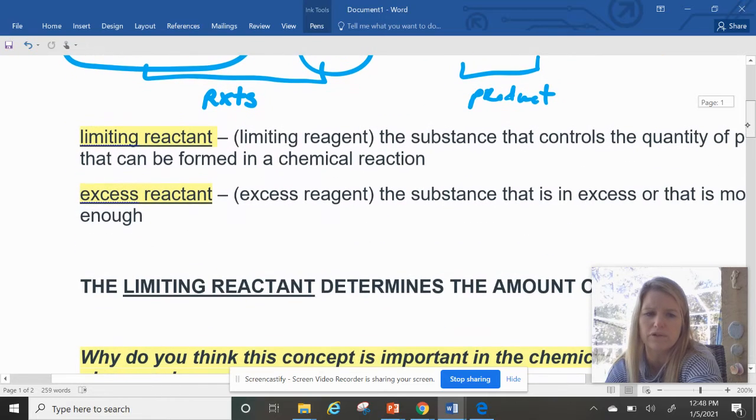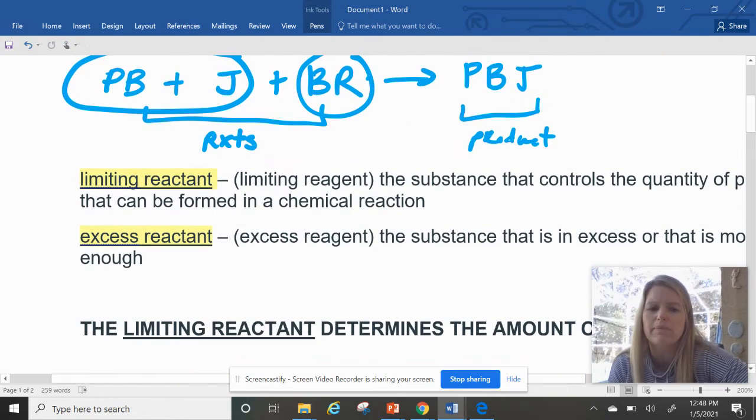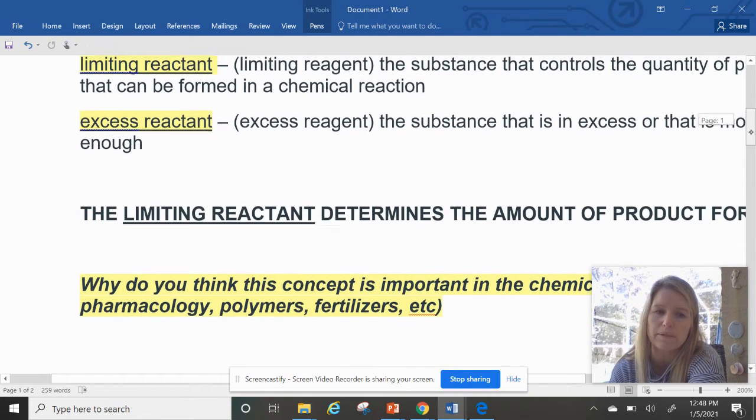And there's the definitions. Sometimes people will call them limiting reagents and excess reagents. It means the same thing. It just sounds a little more official. So that's the same idea. Just a different way to say it.